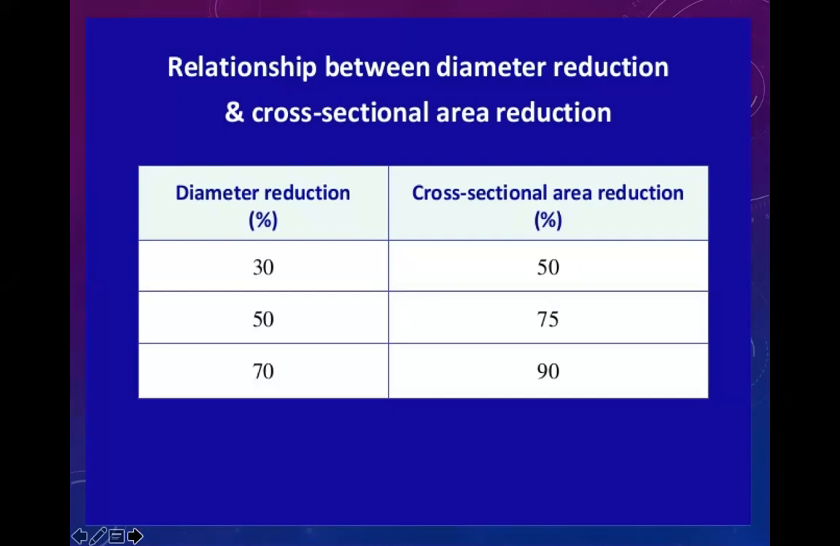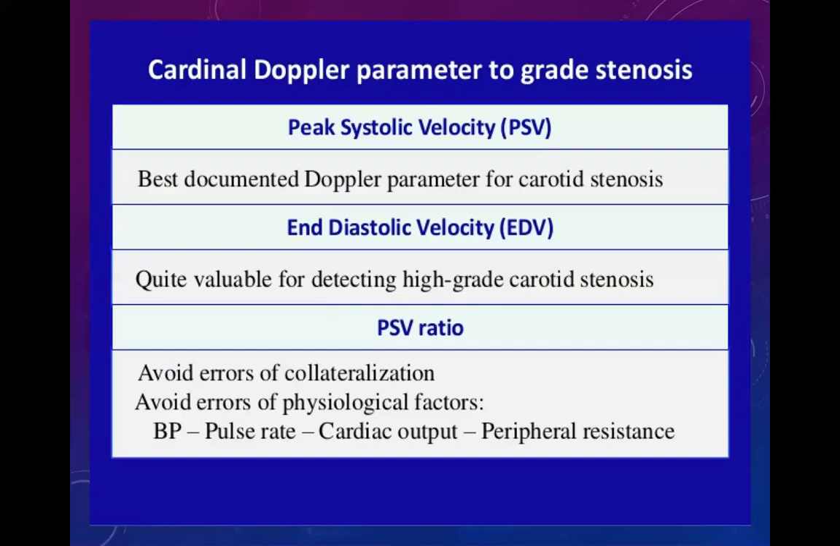Otherwise, you can have both estimations on a Doppler by your software. And if you have a proper circle made on the circumference, you can know in both the circumference how much the area reduction is also.